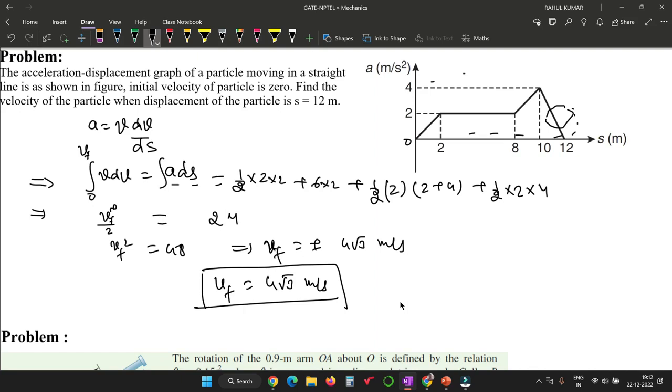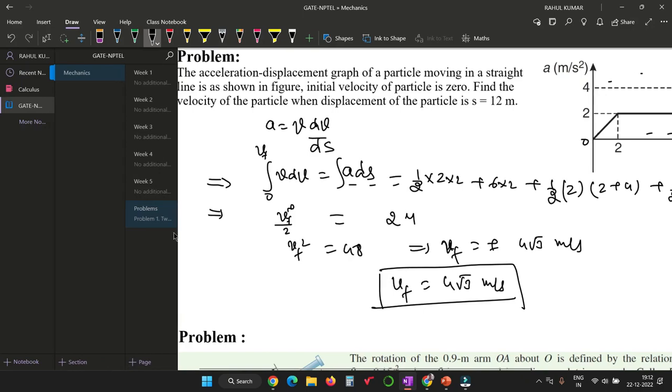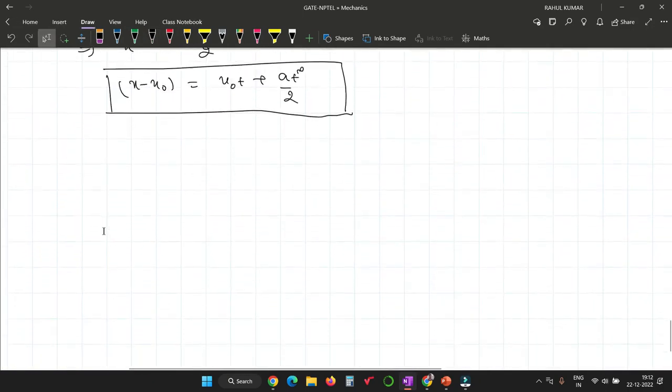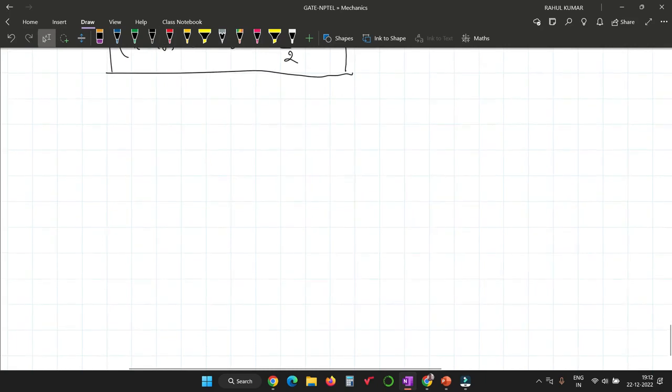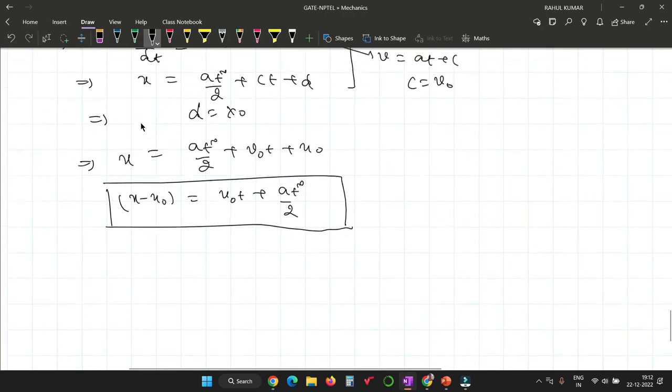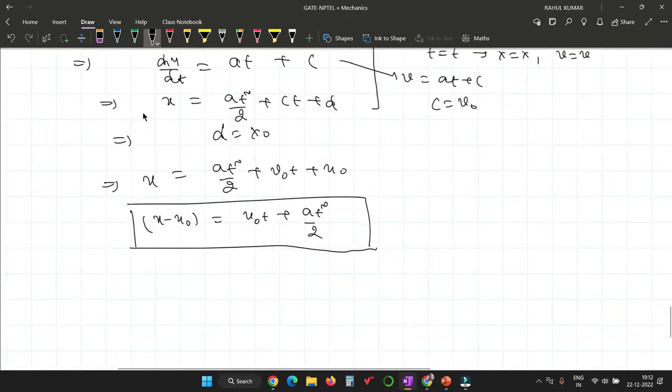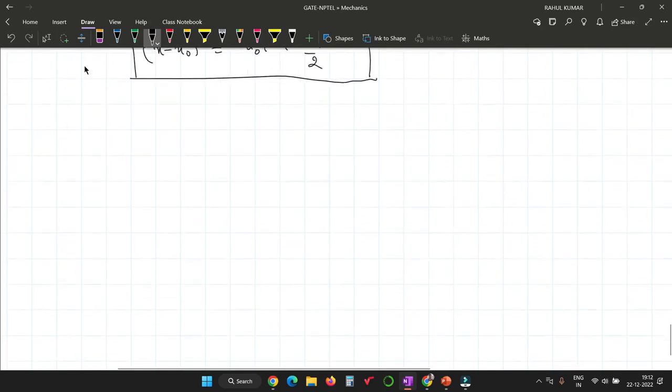Okay, so let's move to another topic, and that is relative motion of two particles. Since I will discuss this very briefly because I will explain it in a later topic in a very broad manner, I will just define this here.